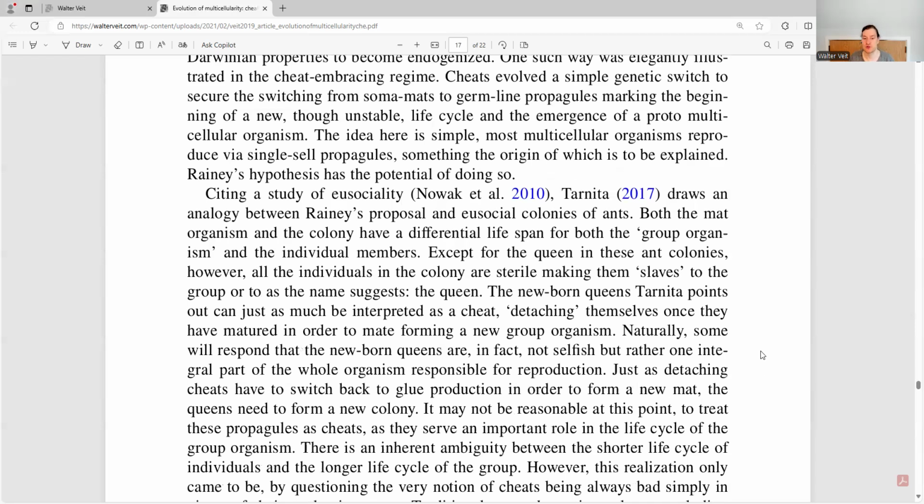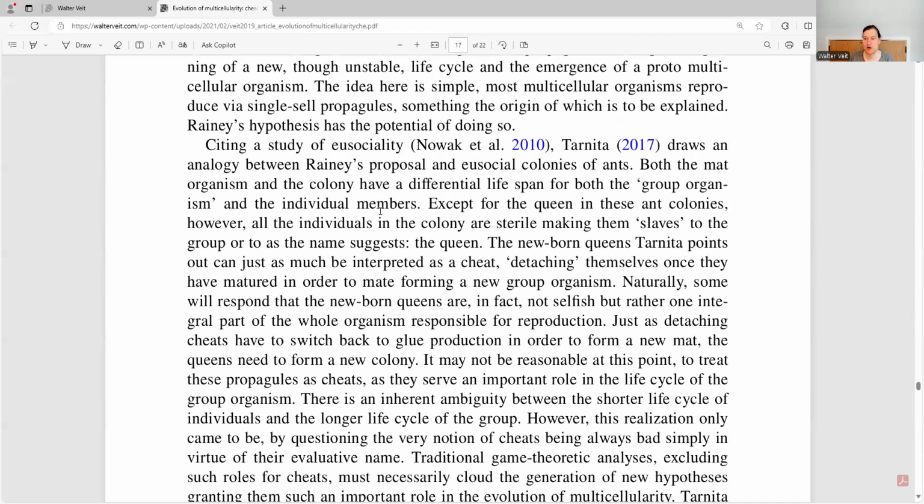Citing a study of eusociality, Novak et al., Tarnita 2017 draws an analogy between Rainey's proposal and the eusocial colonies of ants. Both the MAD organism and the colony have a differential lifespan for both the group organism and the individual members. Except for the queen in these ant colonies, however, all the individuals in the colony are sterile, making them slaves to the group, or as the name suggests, the queen. The newborn queens, Tarnita points out, can just as much be interpreted as a cheat, attaching themselves once they have matured in order to mate, forming a new group organism.